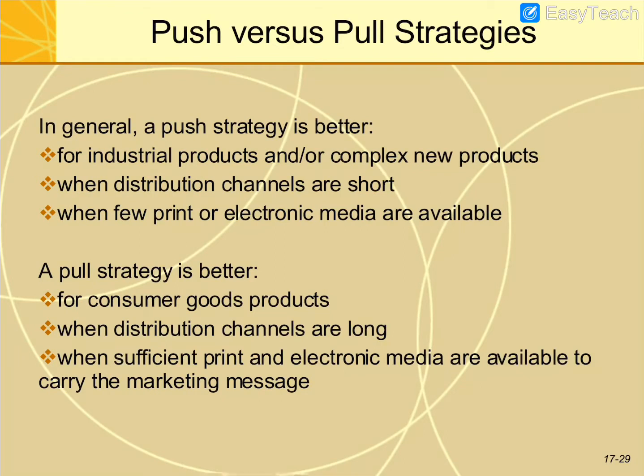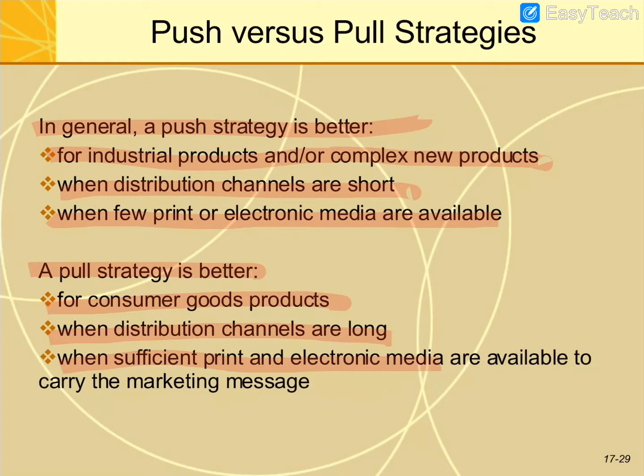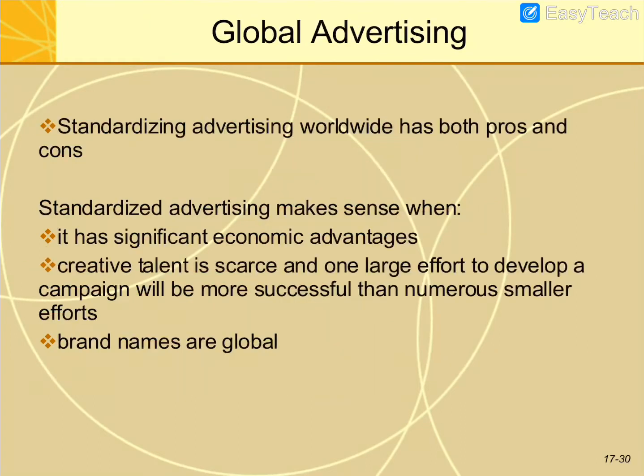Okay, the optimal mix between push and pull strategy depends on product type, consumer sophistication, channel length, and also media sophistication. Push strategy tends to be emphasized for industrial products and complex new products. This is a push one, when distribution channels are short and when few print or electronic media are available. But pull strategy is better for consumer goods when distribution channels are long and also when sufficient print and electronic media are available to carry the marketing message.